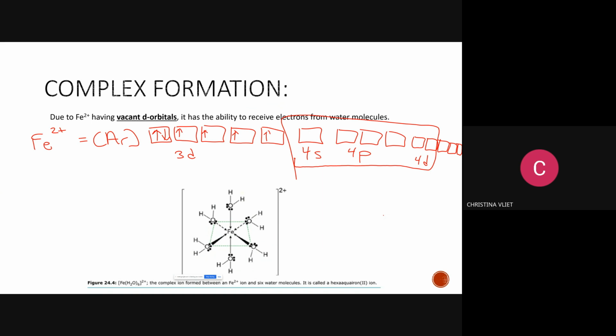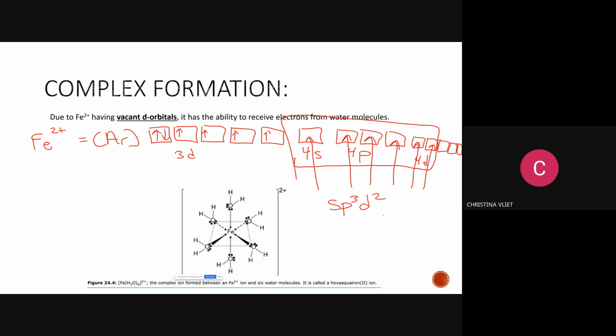So these would all merge. So you're absolutely correct. You would get sp3d2, and these would all get pairs of electrons from the waters. 1, 2, 3, 4, 5, 6. Octahedral would be its geometry. Could they ask you to draw this geometry? Yes, it's coming.